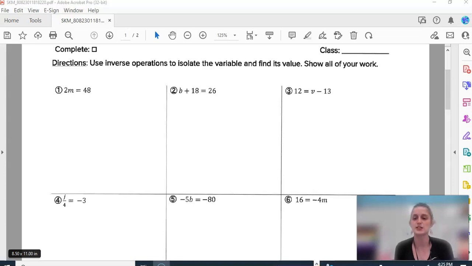Hey mathematicians, let's go over our homework for tomorrow because, reminder, we have a quiz tomorrow. Okay, so we have a few different equations, some multiplying, some adding, some subtracting, and some, remember that this is dividing. I'll actually do the dividing one. I'll help you out with that.